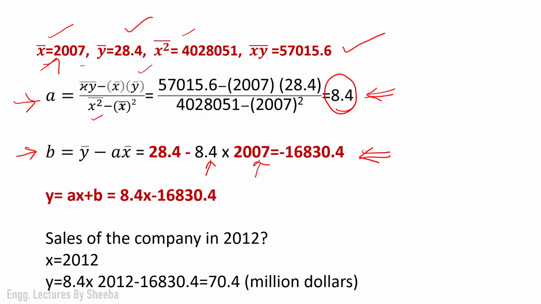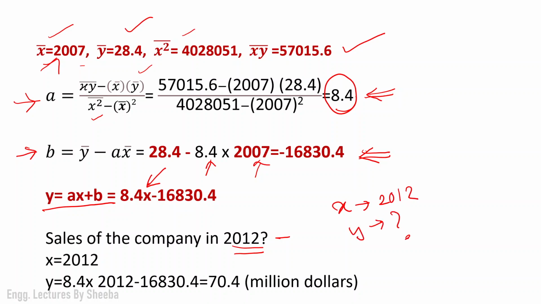Now what is that one equation? Equation is Y is equal to AX plus B. You are substituting the value of A and you are substituting the value of B here. Then what is the unknown quantity? X. And what is the value of sales of the company in 2012? So what is given? You are going to find what is X. X is the year. So X is 2012 is given. So you are going to predict Y.